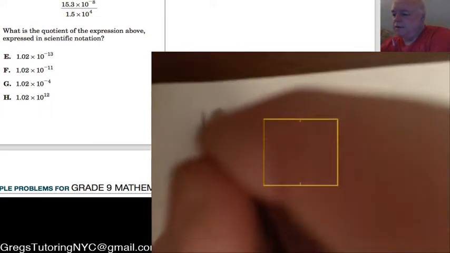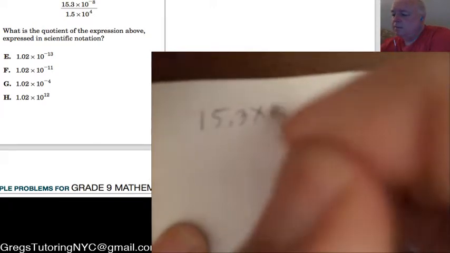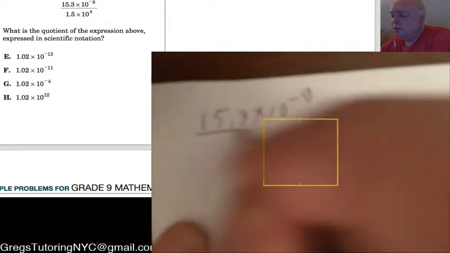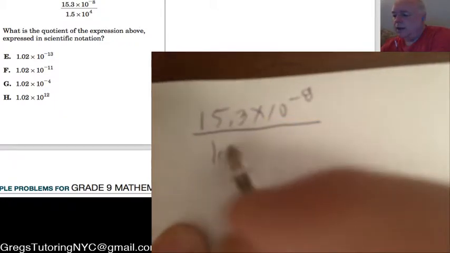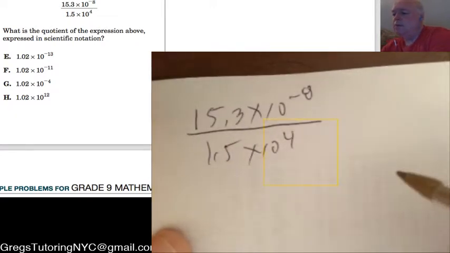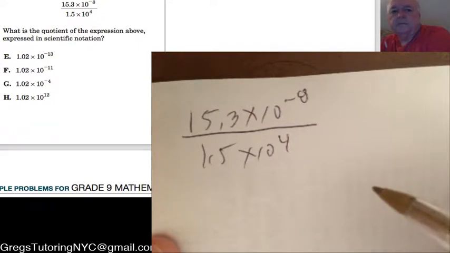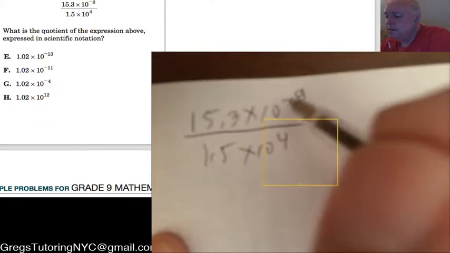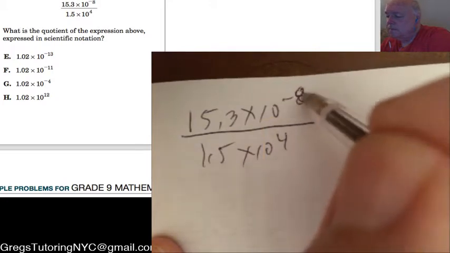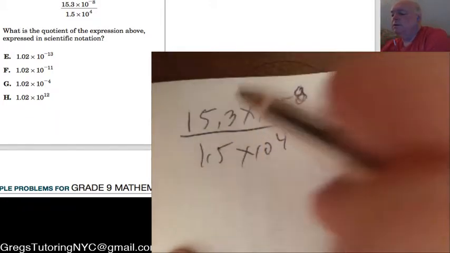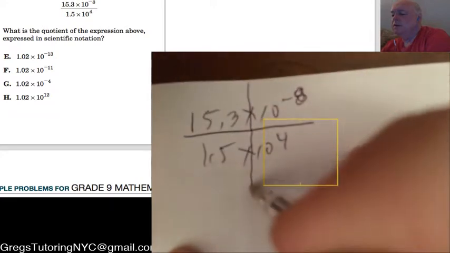So if you have 15.3 times 10 to the minus 8 over 1.5 times 10 to the 4th. Now there's a couple ways to approach this. But to me, the simplest way to approach this is to just divide this into 2 problems.